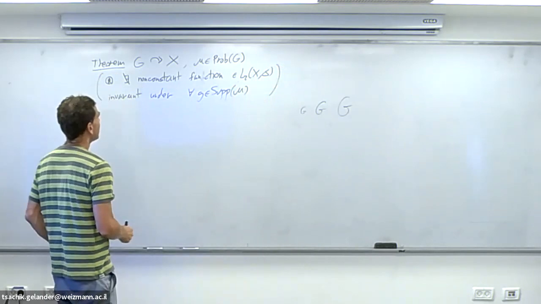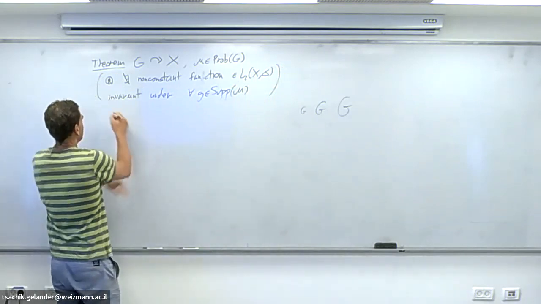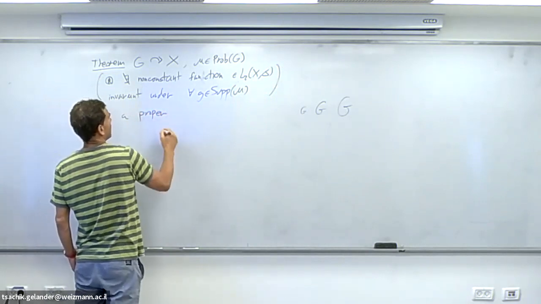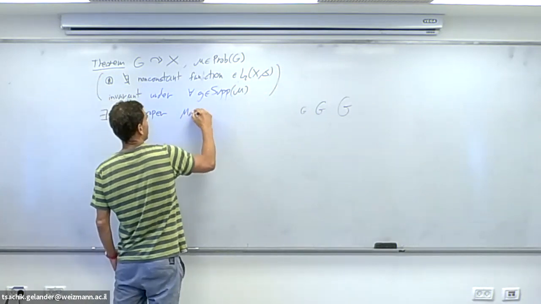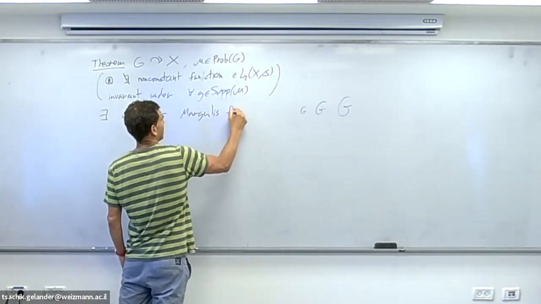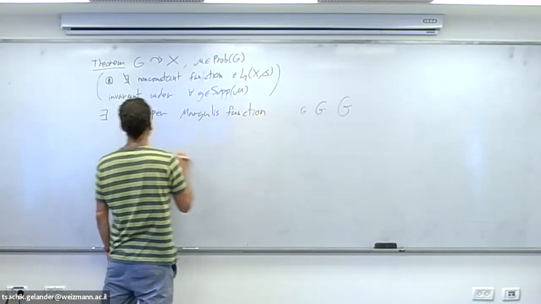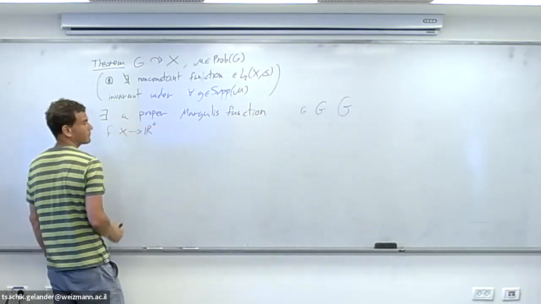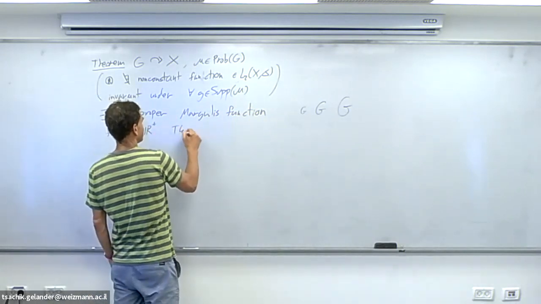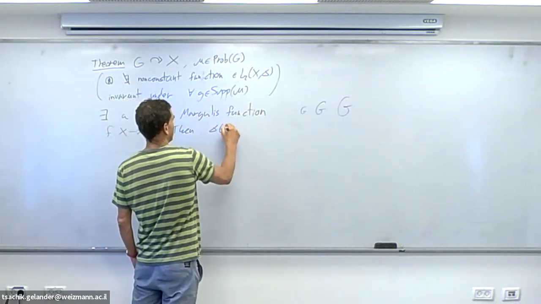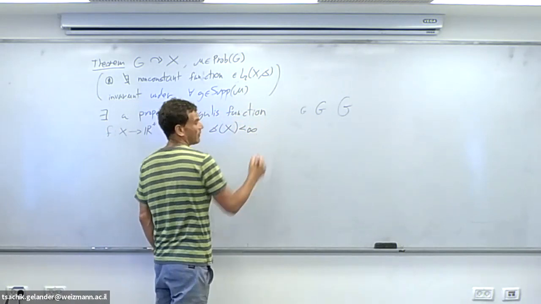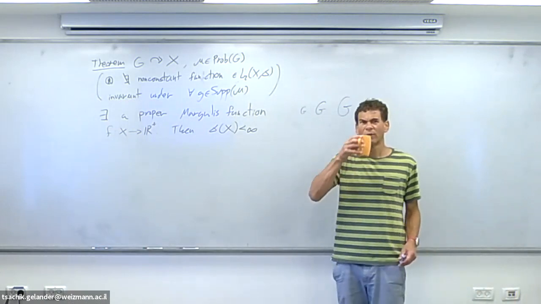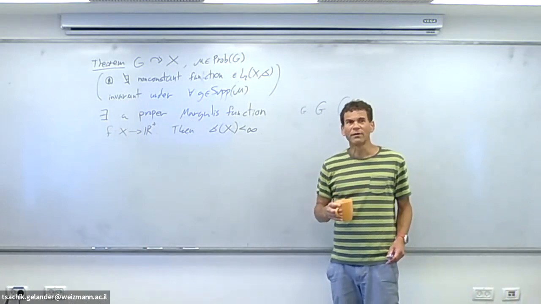And then the main theorem is the main condition: if there is a proper Margulis function f on X, then the measure of X is finite. And the Margulis function is with respect to the measure mu.